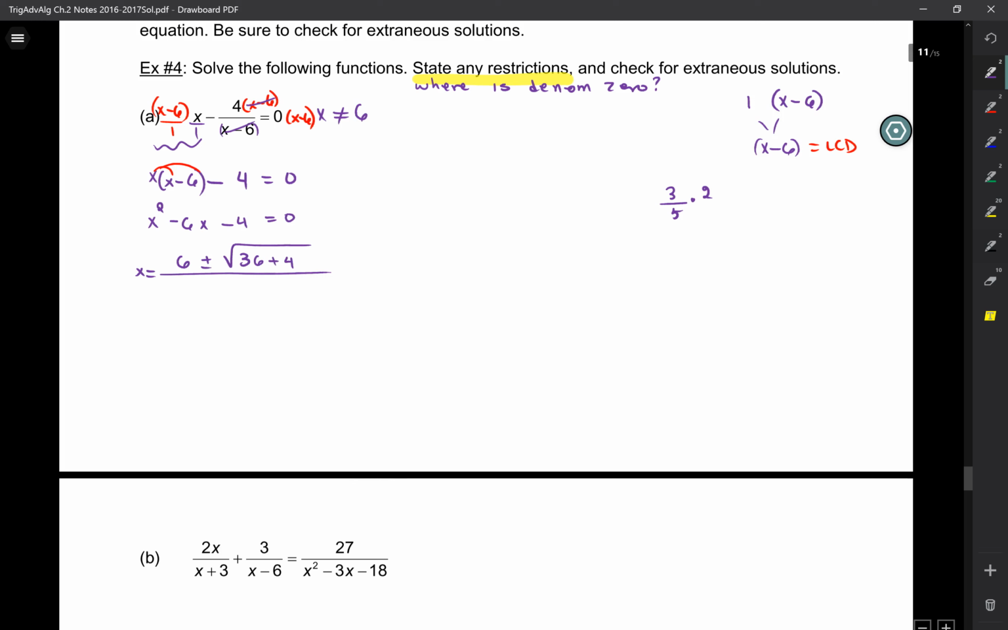Negative b, minus 4AC, over 2A. So this is 6 plus or minus the square root of 36 plus 16, which is 52, over 2. It's 2 root 13.